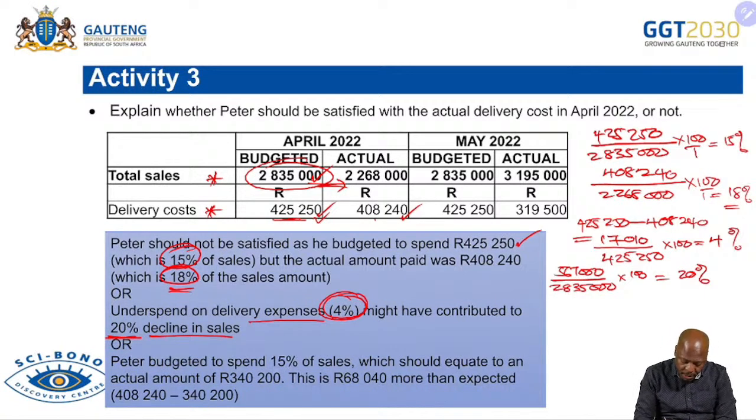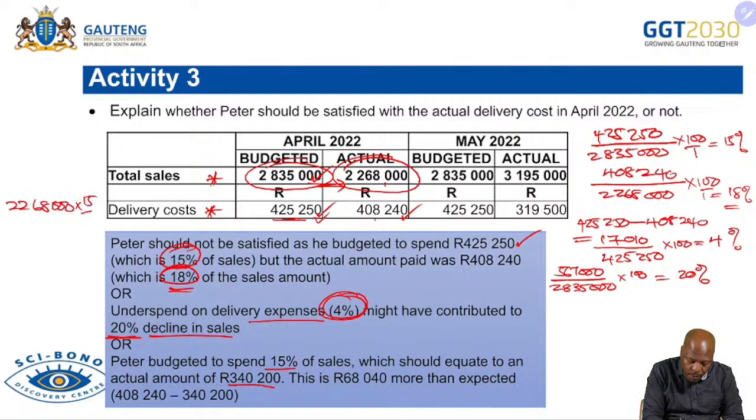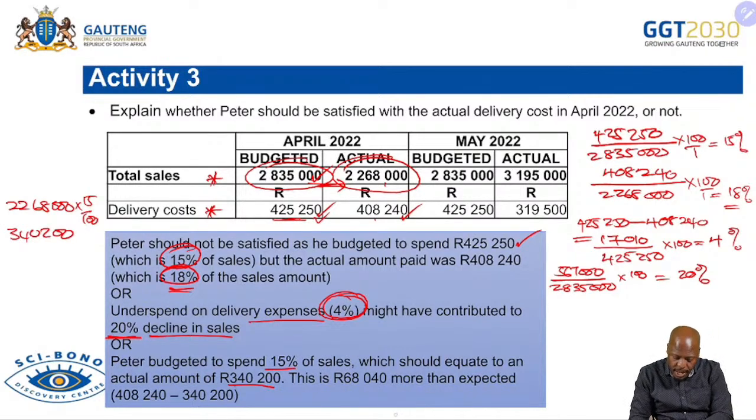Peter had budgeted to spend 15% on sales, which should equate to an actual amount of 340. If he had spent 15% of this amount, if you take your 2,268,000 and then you get your 15%, you should have got 340,200. However, that is not what he realized. He ended up spending 48240. That means he has now spent 68,040 more than what he had budgeted. So he ended up spending quite more than his budget.